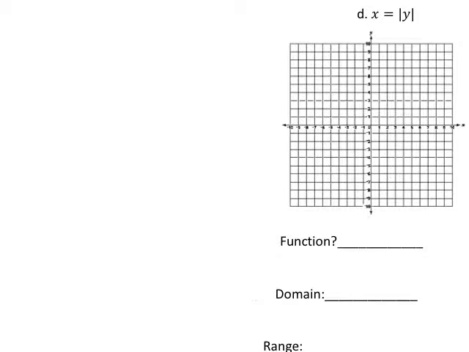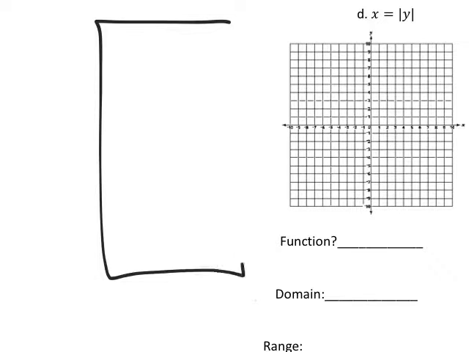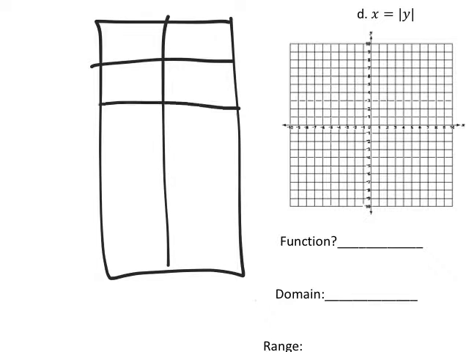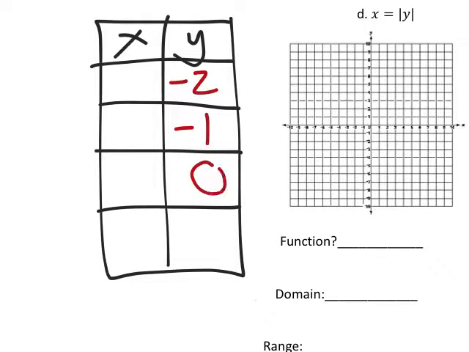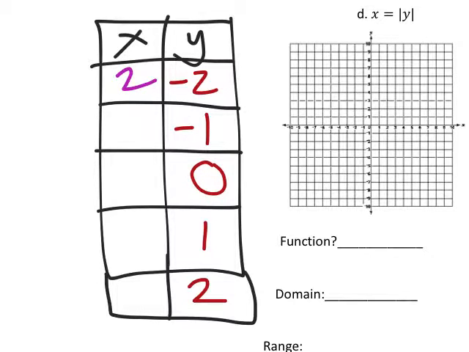Alright, now we have x equals the absolute value of y. So let's go ahead and take a look at that. We're going to find some values, but notice this one is written in terms of y. So even though our coordinate pairs will be x, y values, we need to choose values of y and then find the x. So we can do the same thing, use the same values like this. So when y is negative 2, x is a positive 2. When y is negative 1, x is positive 1. And these other values remain as well.